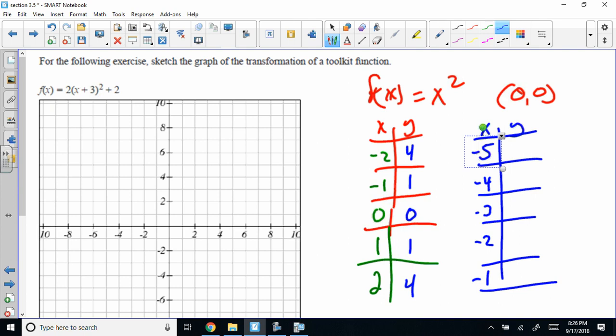Because what are we doing to our outputs now? That's f of x there. That's f of x, right? And then what are we doing to our output? Multiplying it by what? 2, and then adding what? Okay, so 4 times 2 is how much? 8. 8 plus 2 is what?